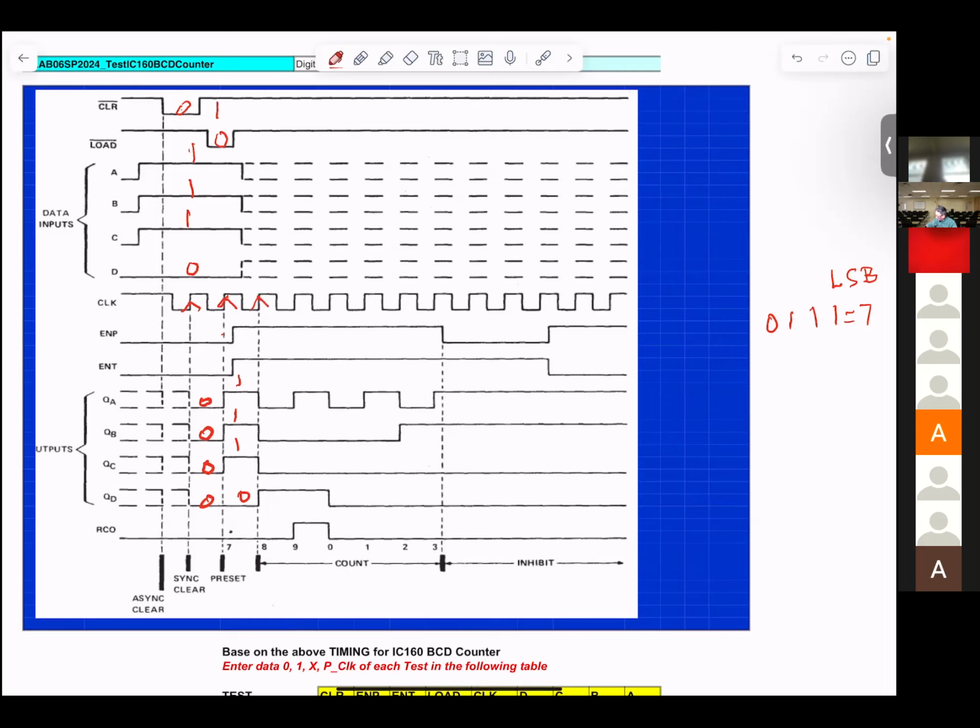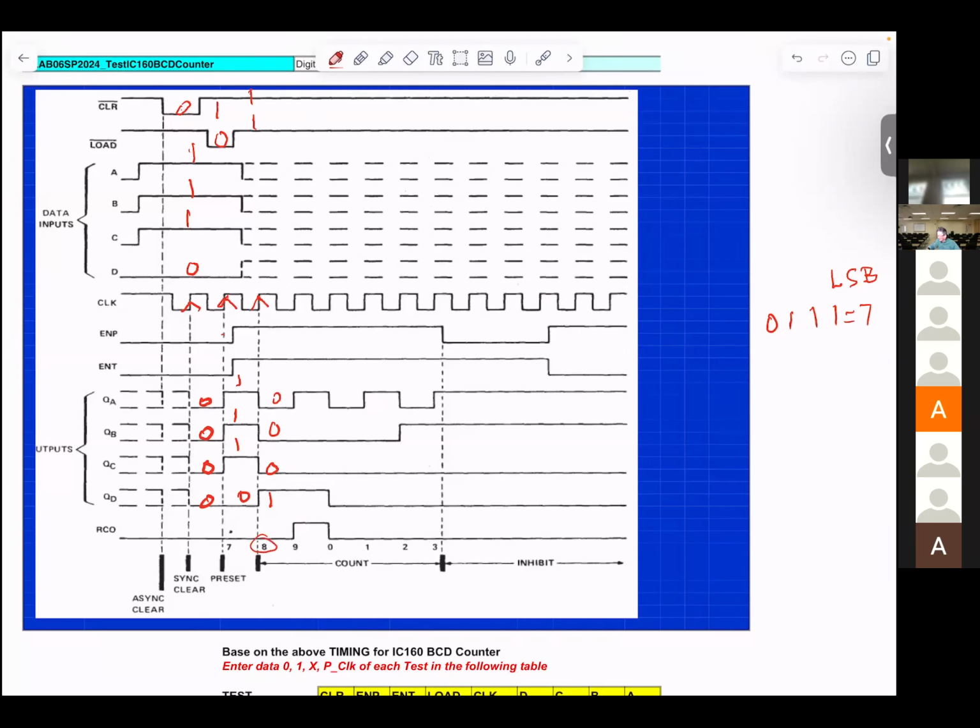Then they need the clock transition. And you see up on the top here, load must be 1. Clear must be 1. When you apply the clock, you see what comes out: 0, 0, 0, 1. What number? 1, 8. Number 8 comes out here, number 8.